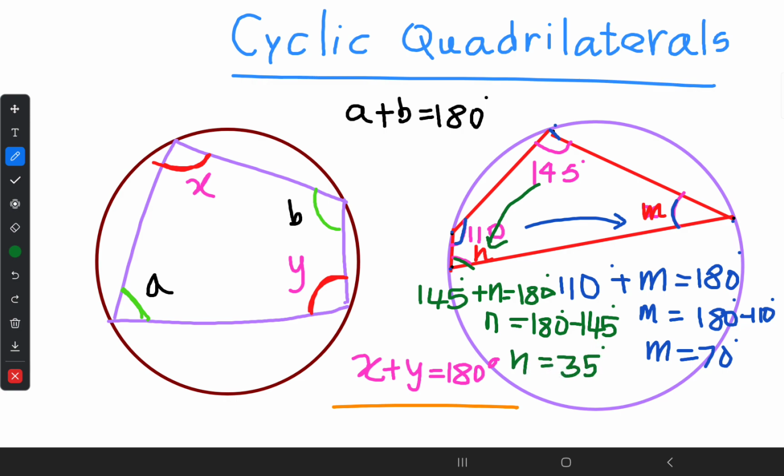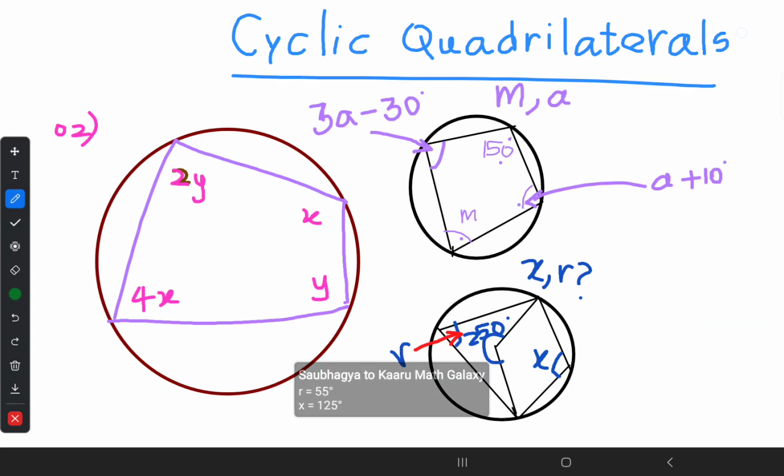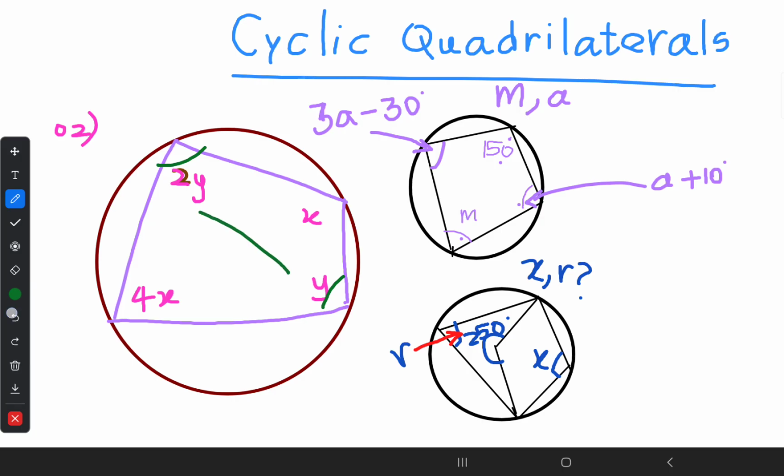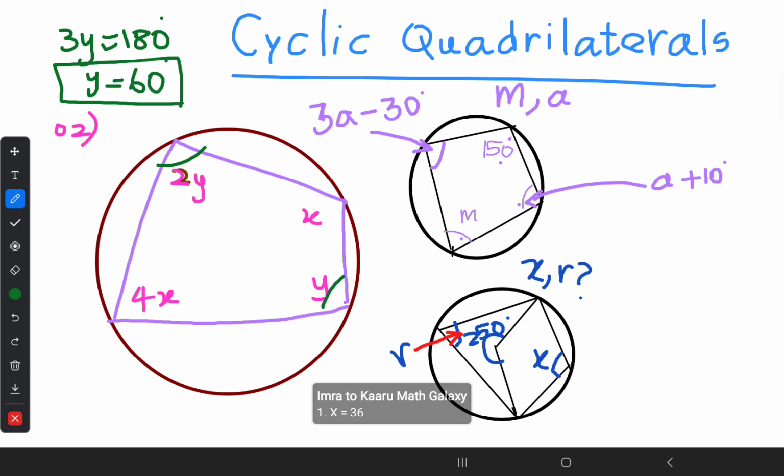Okay, this is the way you have to implement the cyclic quadrilateral theorem into questions to find the magnitude of a given angle. In this cyclic quadrilateral, all 4 points are located on the circumference of the circle. So the opposite angles sum should be supplementary. So 2y plus y, that means 3y equals 180. 180 divided by 3 will give you y as 60 degrees. This is the magnitude of y.